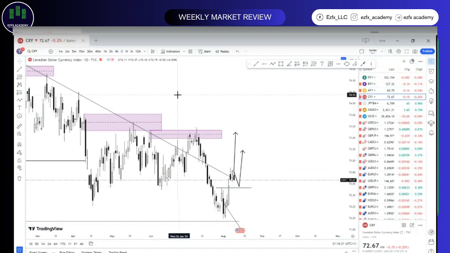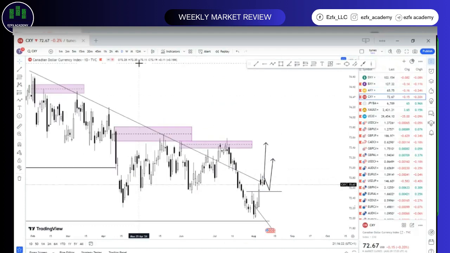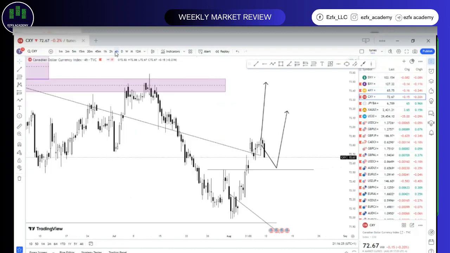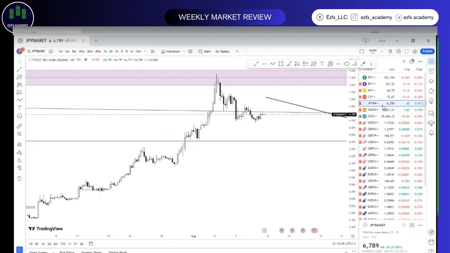Now, all these analyses, you see that we've been doing them on the daily time frame, because we're trying to look at the bigger picture, so to speak. This current resistance around 72.53 is what I'm watching out for, the possibility of us getting a pullback into it before we get to see price pushing towards the upside. But overall, I am watching out for CXY, the Canadian dollar, to also gain strength.